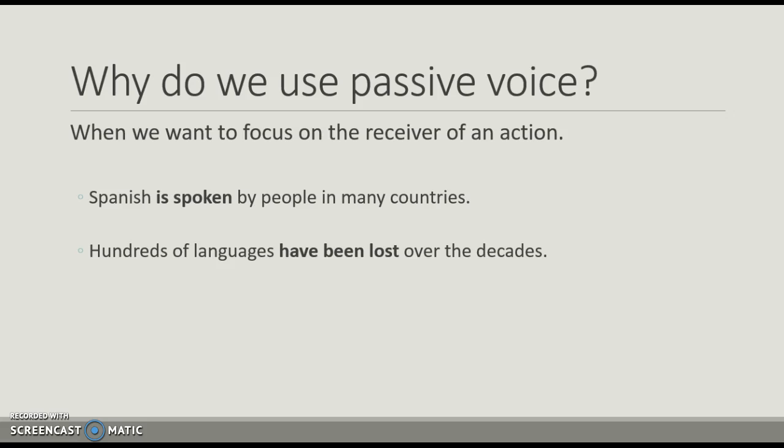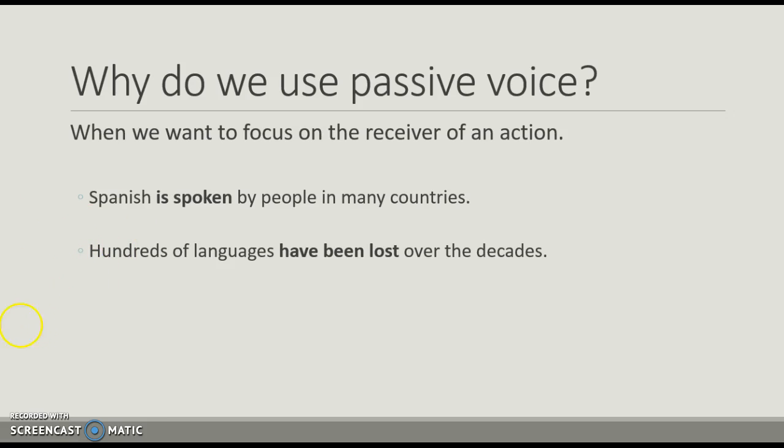We want to focus on Spanish. So we say Spanish is spoken instead of saying people speak Spanish in many countries. We want to focus on Spanish. So we make Spanish the subject of the sentence.